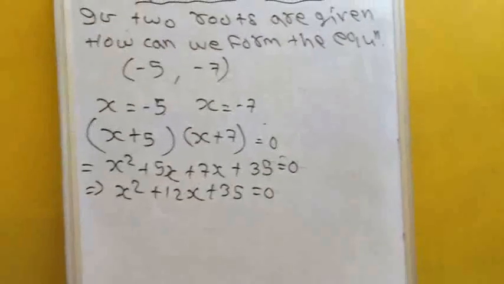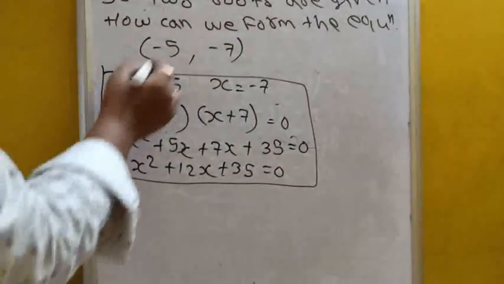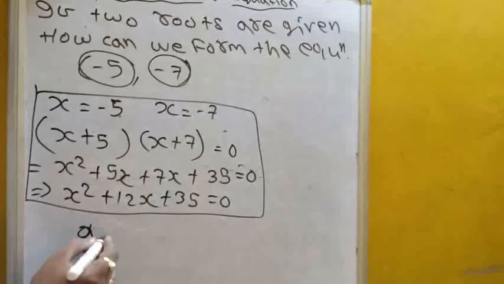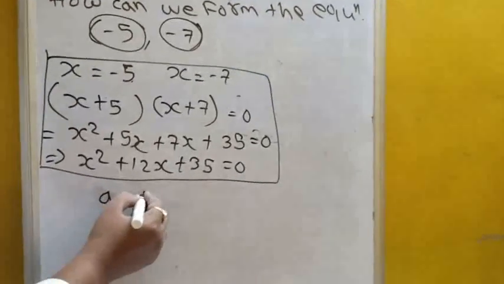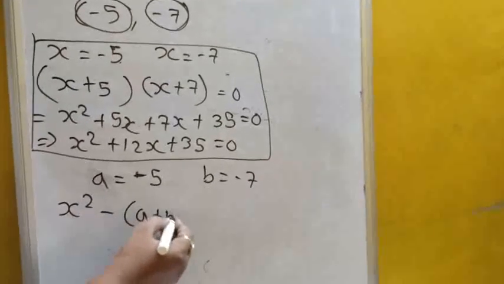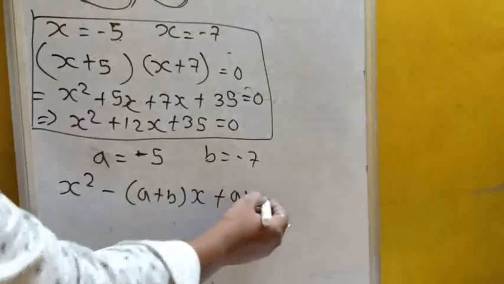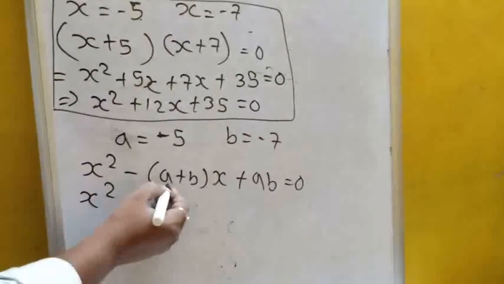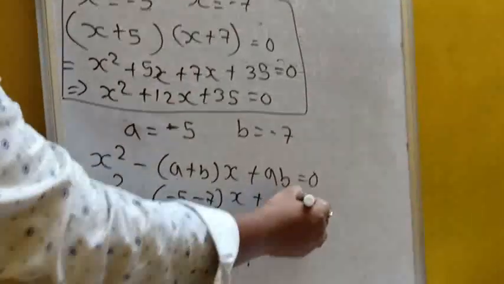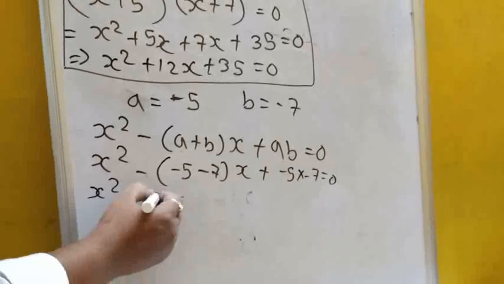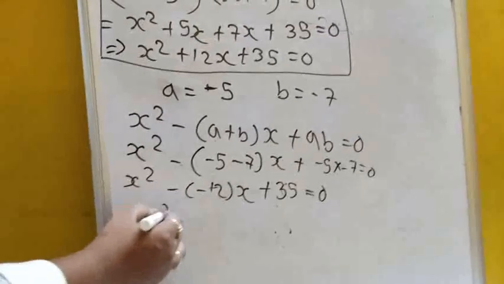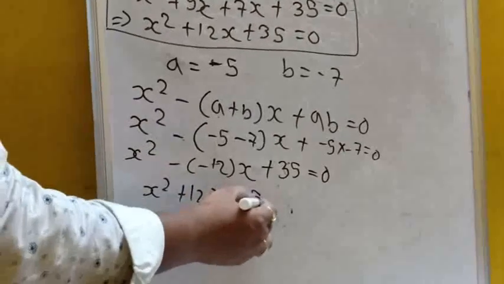This is one method. Another method I want to tell you: you have a direct formula. This one is a root and this one is a root. How can you form the equation? Just you write a equals minus 5, b equals minus 7, then the equation is x square minus (a plus b) into x plus ab equals 0. So you keep x square. Here what do you write? Minus of (-5 -7) x plus -5 into -7 equals 0. So what answer will you get? x square plus 12x plus 35 equals 0.